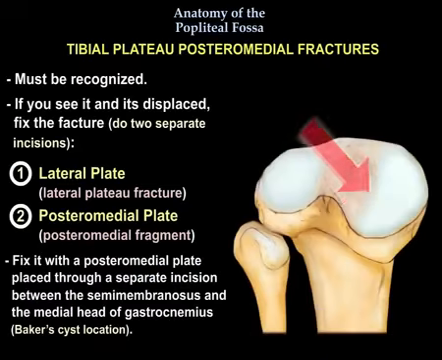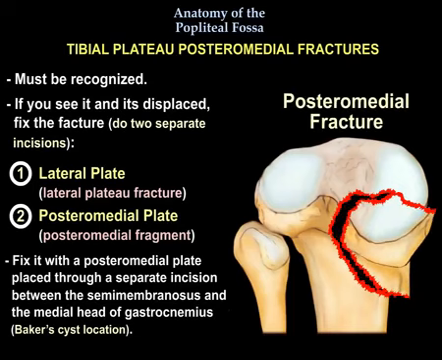Another entity that could be of special interest, and is connected to the popliteal fossa, is the posteromedial fracture of the tibial plateau. This fracture must be recognized, and if it is displaced, you need to fix it. You may use two incisions, one for the lateral plateau fracture using a lateral plate, and the other, a separate one, for the posteromedial fragment, using a posteromedial plate.